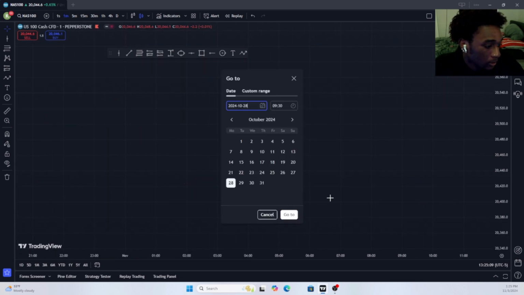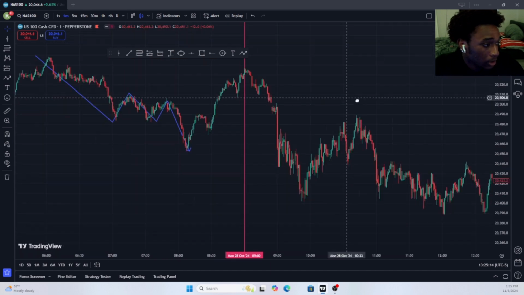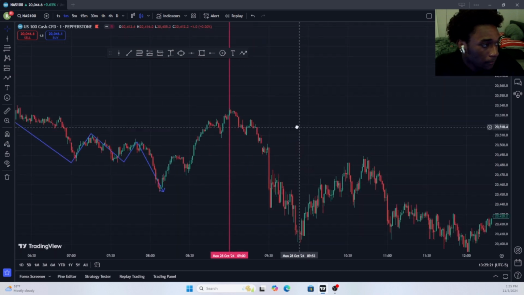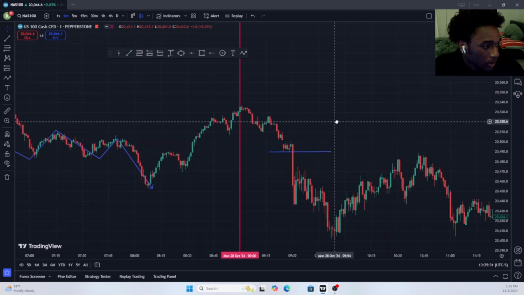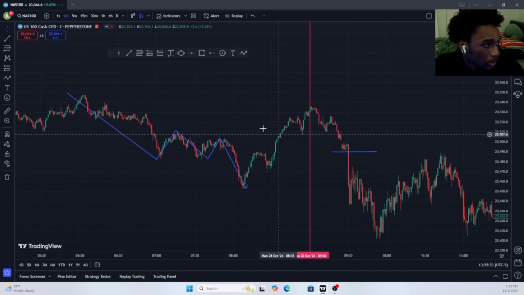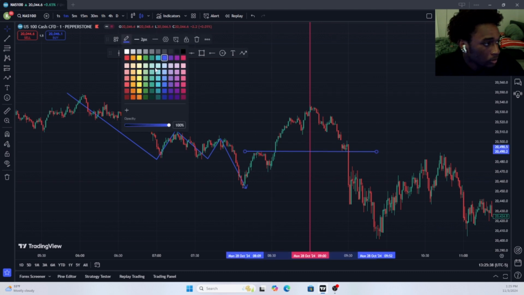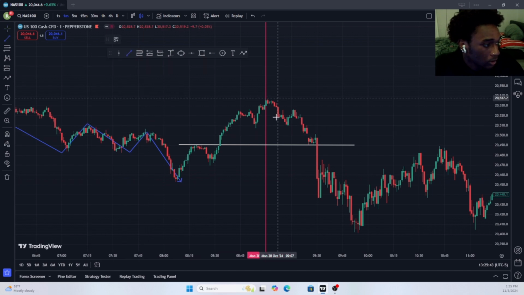I'm going to the 1-minute time frame. Go to Monday. Then I'll be looking for my support and resistance zone. So you guys can see right here, we have support at this zone. We have resistance above that zone right here, just trailing from over here. So we have our support zone and we have our resistance zone right here.